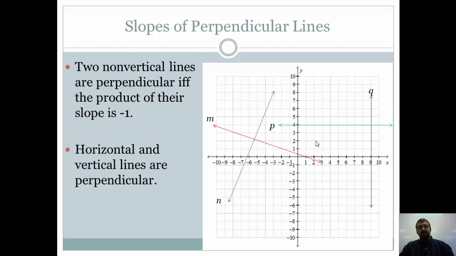The next theorem is slopes of perpendicular lines. 2 non-vertical lines are perpendicular if and only if the product of their slopes is -1. So if I take the slope of M and the slope of N, they are only perpendicular if I can multiply their slopes together and it equals -1. Also, lines P and Q here are perpendicular because they're horizontal and vertical.